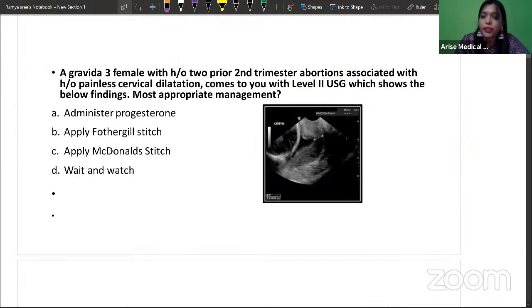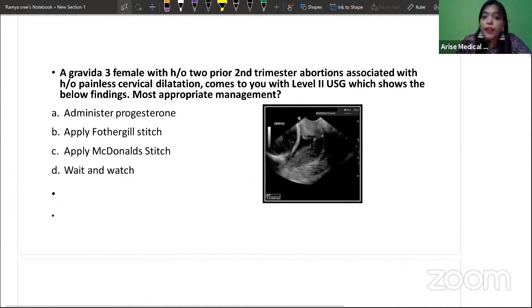So I try to keep it a little more clinical, probably not very easy, right? So a gravida 3 female with history of 2 prior second trimester abortions associated with history of painless cervical dilatation comes to you with level 2 USG. What is level 2 USG? You can answer in the comment box what is level 2 USG.